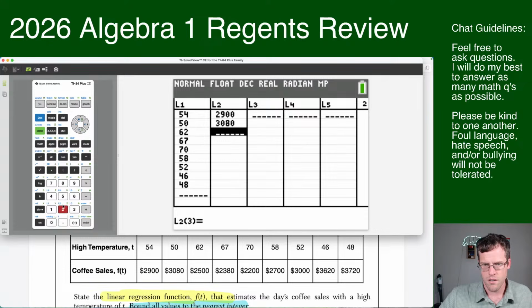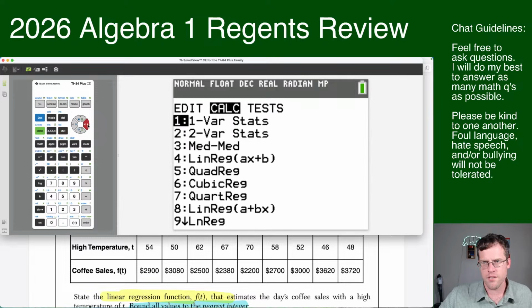3,080. 2,500. 2,380. 2,200. 2,700. Enter. 3,000. 3,620. And then 3,720. Great. And they match. Yay. Stats, calculate.